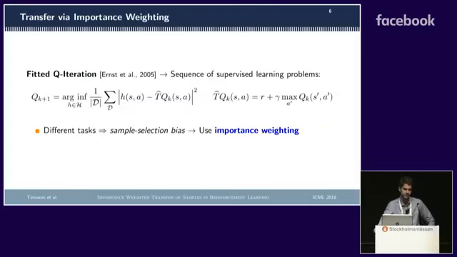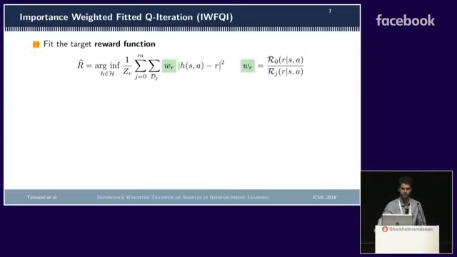Now, we based our method on the well-known fitted Q iteration algorithm, which iteratively fits the Q function by minimizing a loss with respect to the application of the empirical Bellman operator to our previous estimate of the Q function. Our main intuition is that when the data set of samples, here D, which is used to approximate the loss, is composed of samples from very different tasks, then we have sample selection bias. And our solution will be to use importance weighting to correct for the distribution shift introduced by the different tasks. So in particular, we call our algorithm importance-weighted fitted Q iteration. It's just a variant of FQI.